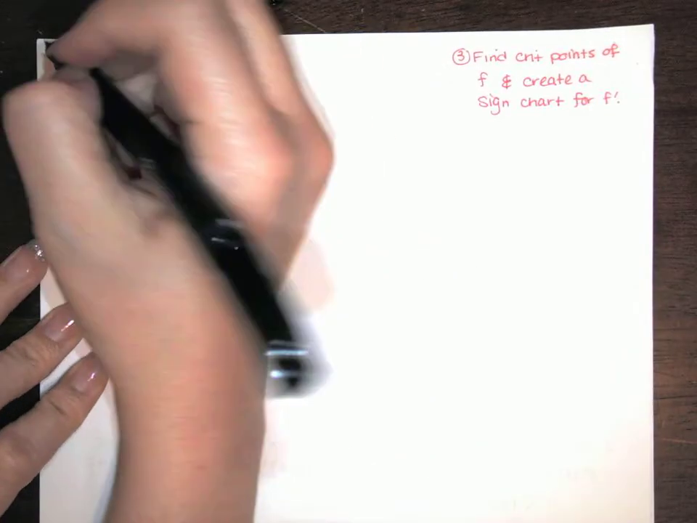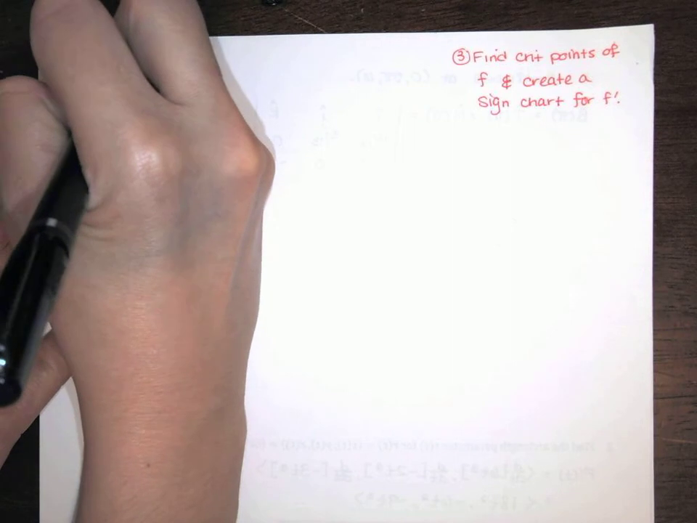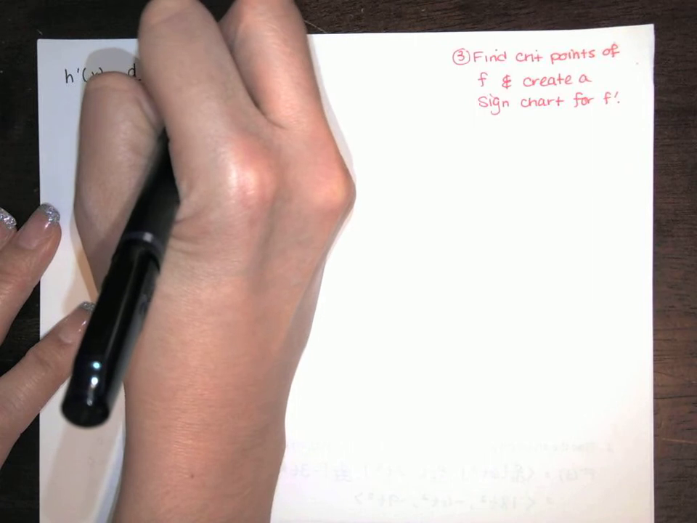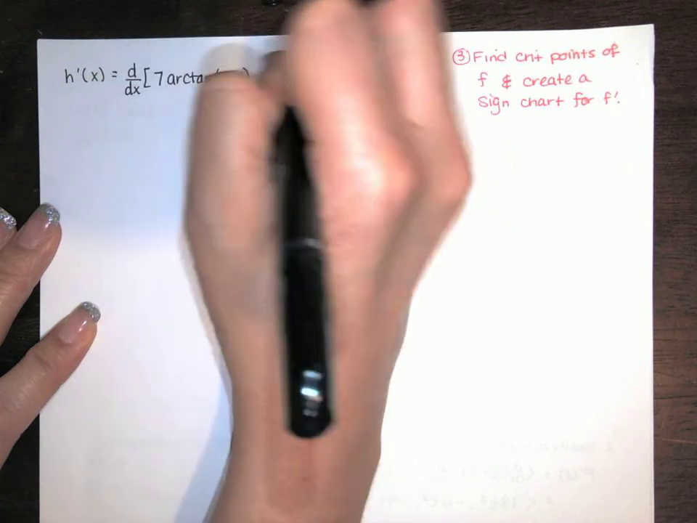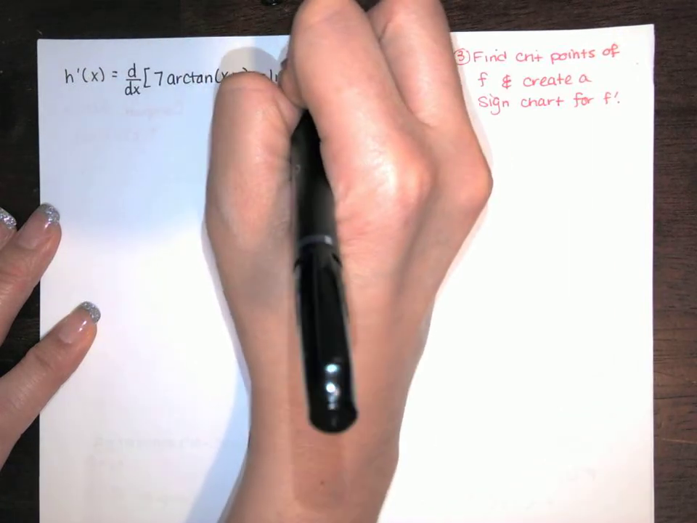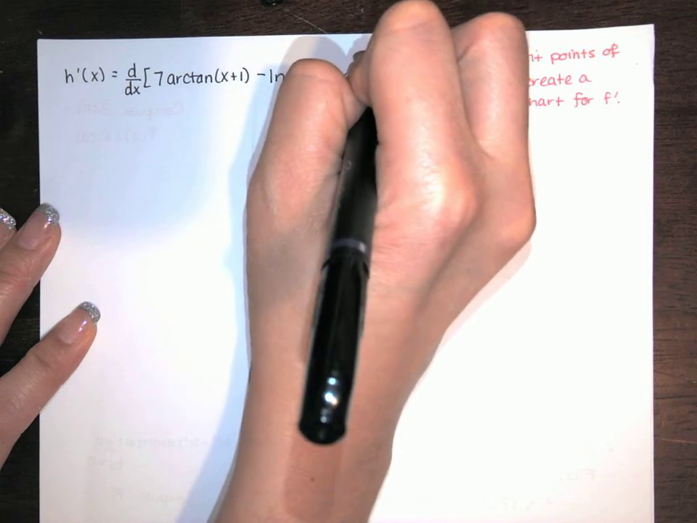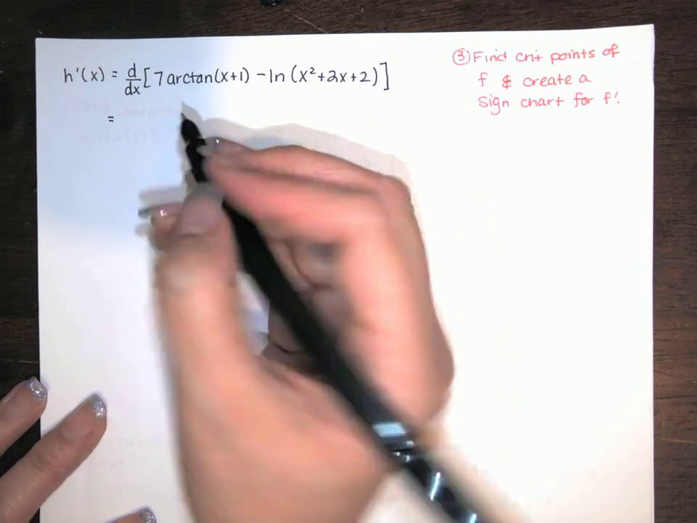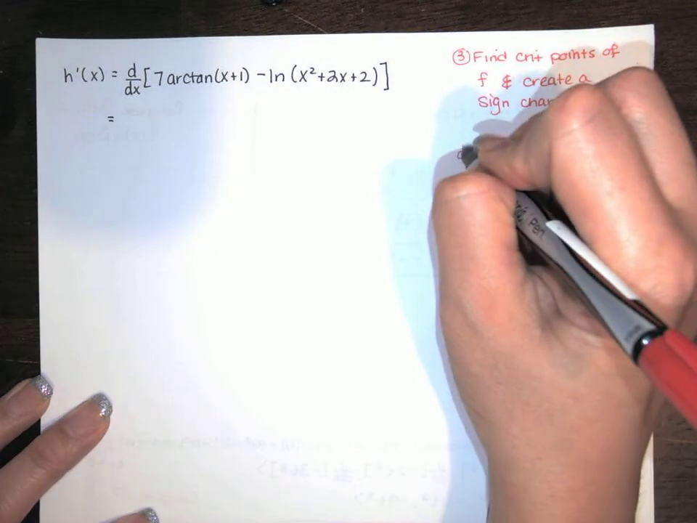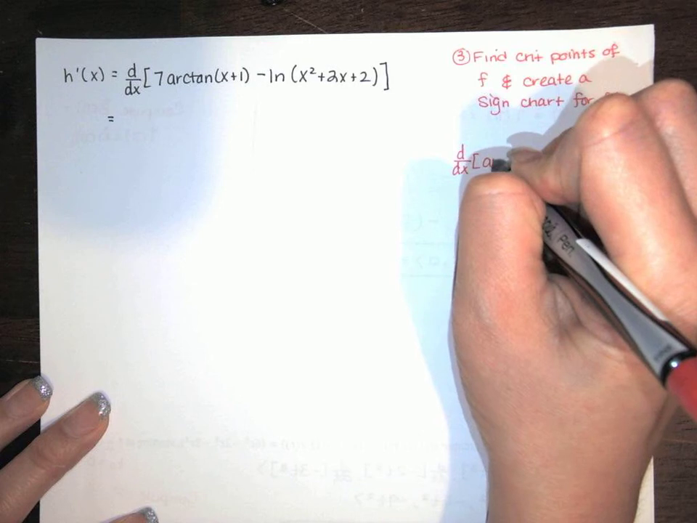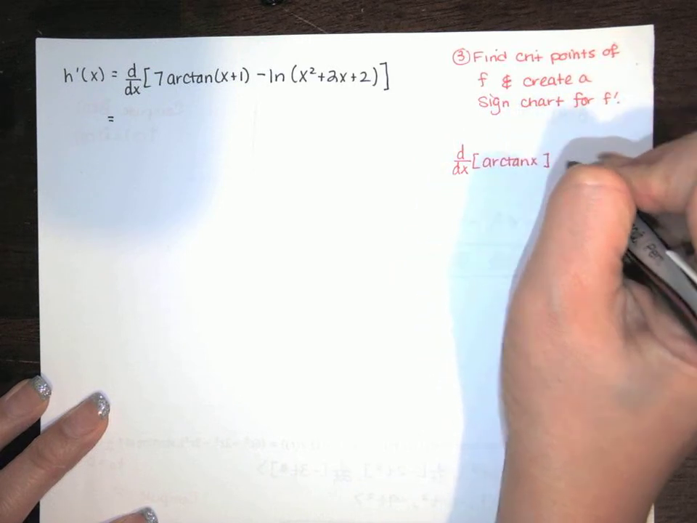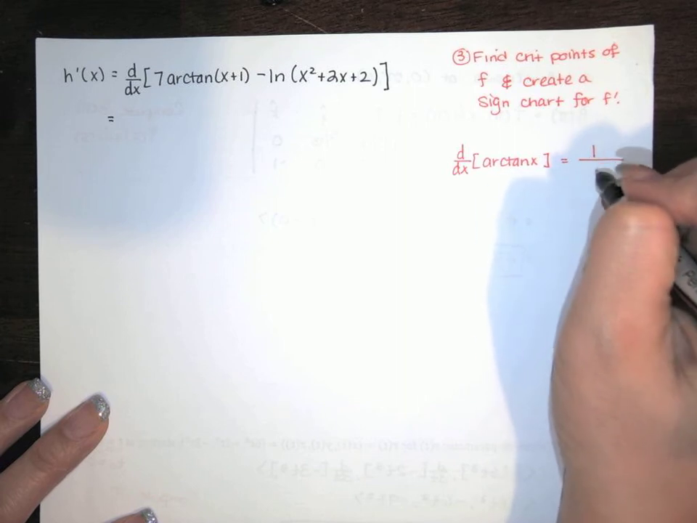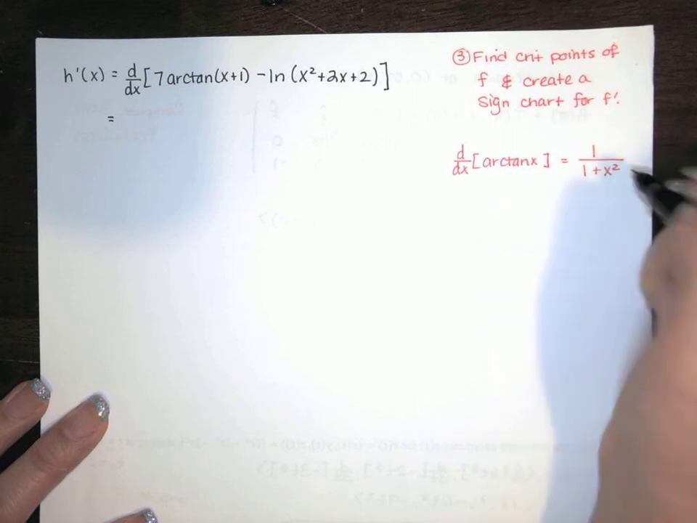So h was 7 times the arctangent of x plus 1, and we're subtracting natural log of x squared plus 2x plus 2. Now remember our derivative rule for arctangent. The derivative of arctangent of x, we derived this using implicit differentiation. That's right. It was 1 over 1 plus x squared.